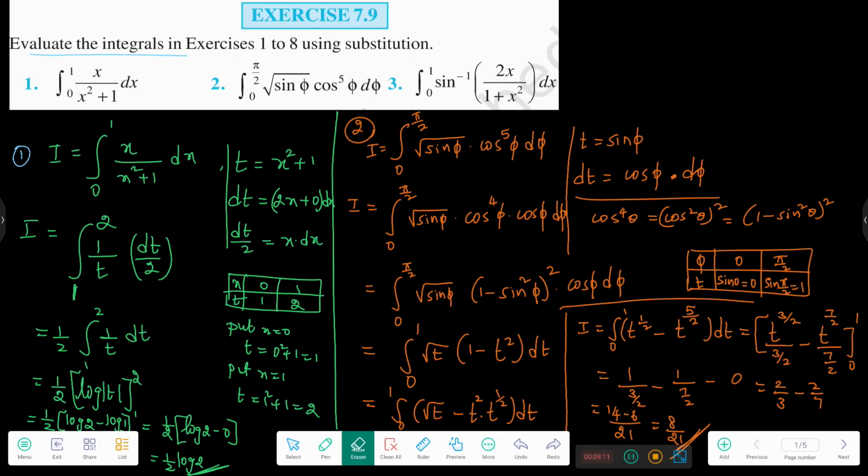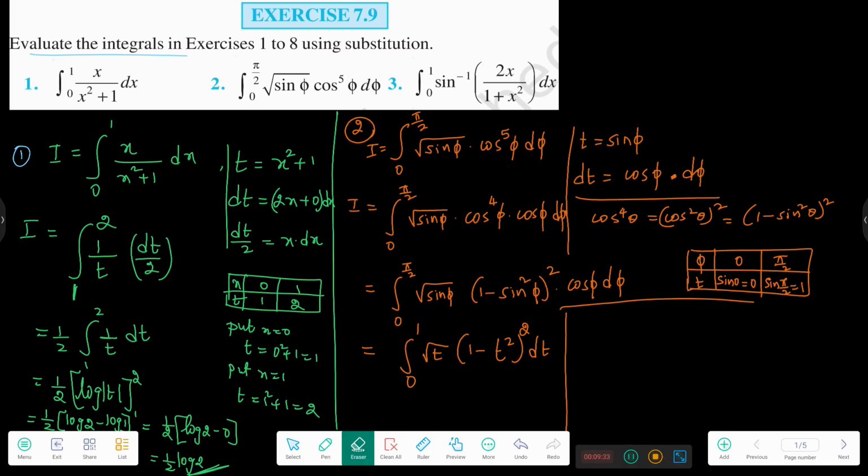Sorry, the answer in the book is different, so our answer is wrong. What is the mistake? The square is there, I am right, but we did not mention it in the next step. That we have to mention. If you mention the square, first you have to apply the square, then only you can simplify everything. So whatever we have done is a mistake only.